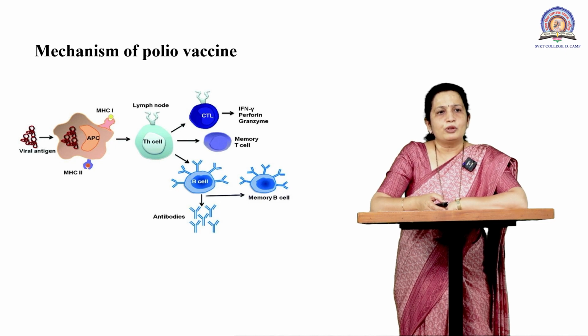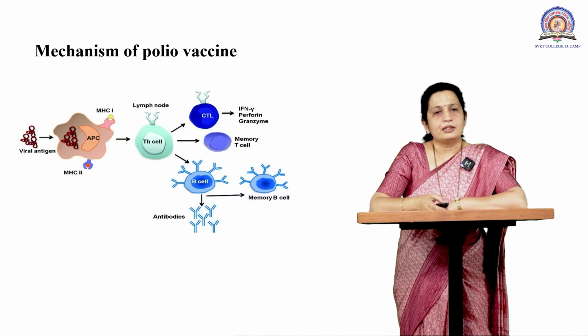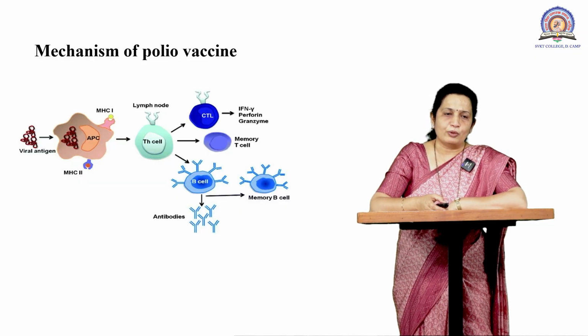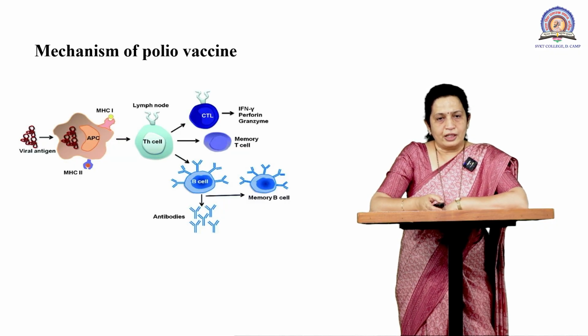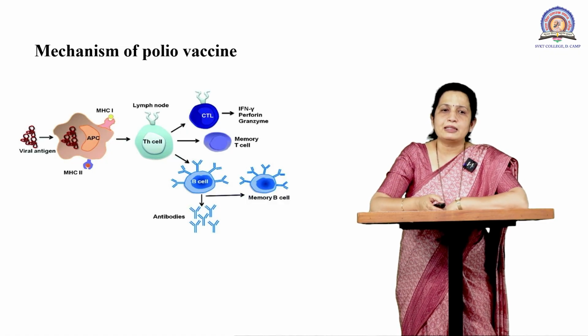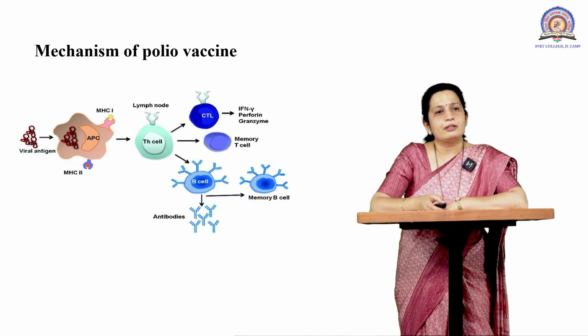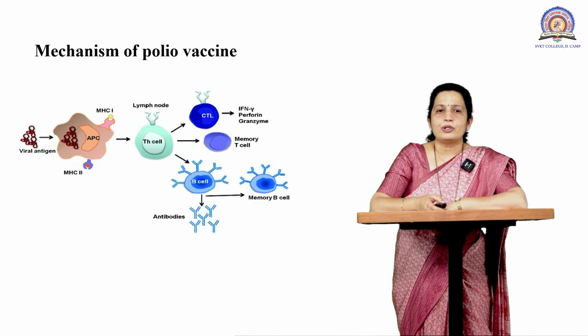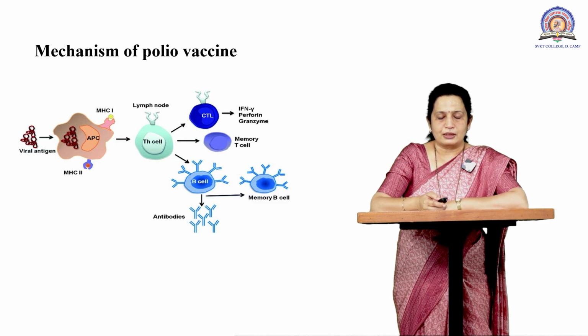Now, the mechanism of polio vaccine: when the virus particle, either inactivated or attenuated, enters the body, major histocompatibility complex and antigen presenting cells recognize it. Then there is activation, and formation of cytotoxic cells and memory cells, as well as activation of B cells. These B cells, activated by the viral antigen, produce antibodies and memory B cells, while there is production of memory T cells and cytotoxic cells.